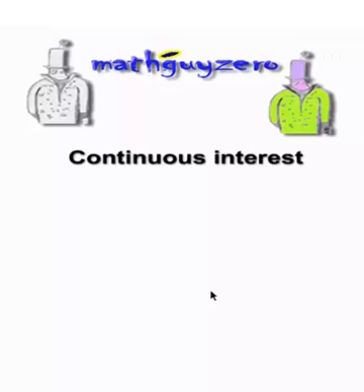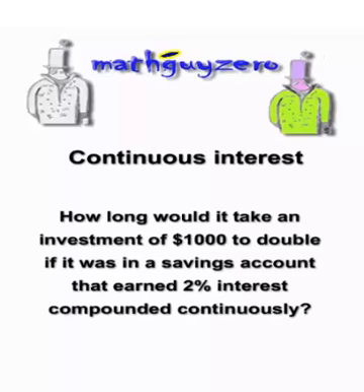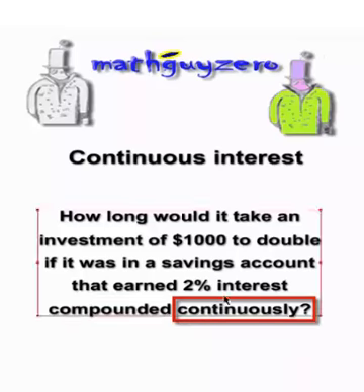We're going to go ahead and do this quick example for continuous interest. And so here's the problem. How long would it take you to double your investment of $1,000 in a savings account if you were lucky enough to get a 2% interest rate these days, and that's pretty rare, but it's compounded continuously. That word continuously is a calculus term. That means if you compounded the interest every nanosecond.